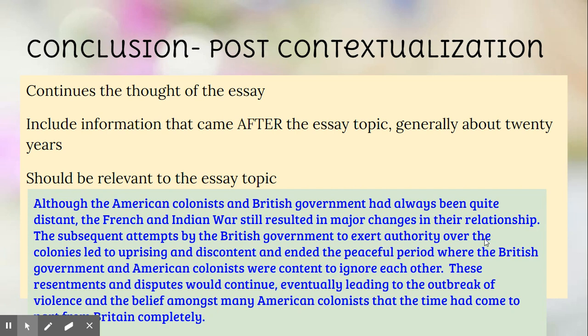The subsequent attempts by the British government to exert authority over the colonies led to uprising and discontent and ended the peaceful period where the British government and American colonists were content to ignore each other. These resentments and disputes would continue, eventually leading to the outbreak of violence and the belief amongst many American colonists that the time had come to separate from Britain completely. So I just very briefly went into, and this is going to keep on going, and eventually we're going to get a movement for independence, and that's it. So I'm giving set the scene for what's about to come next.